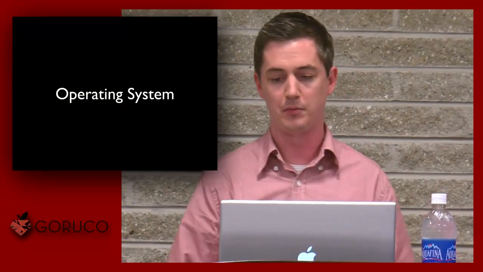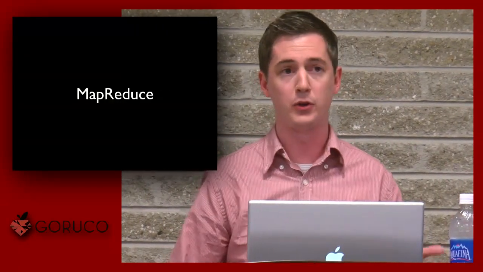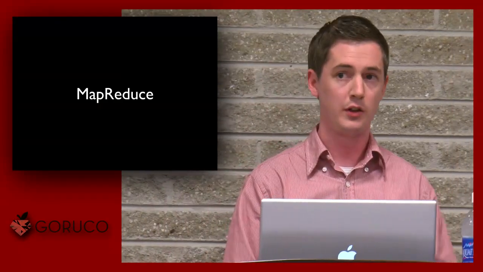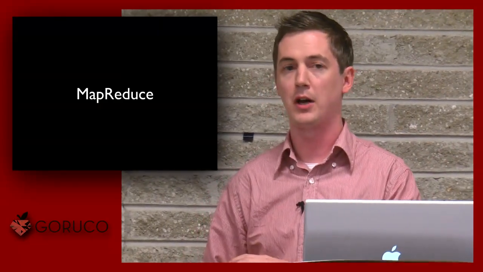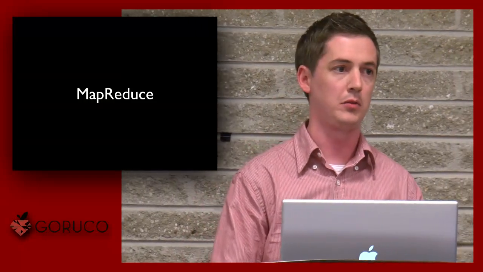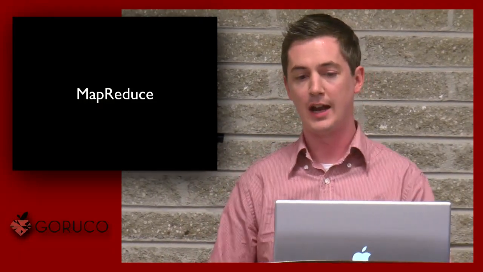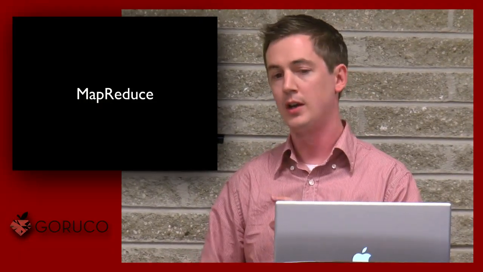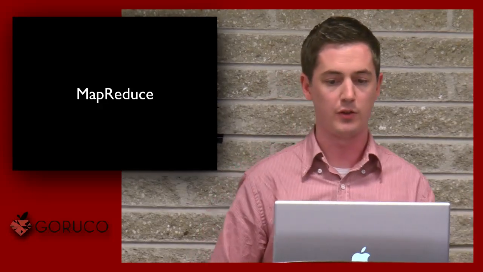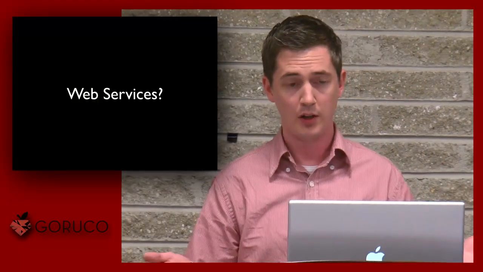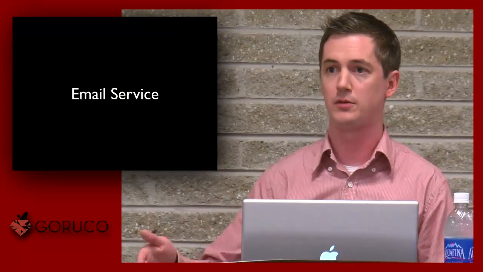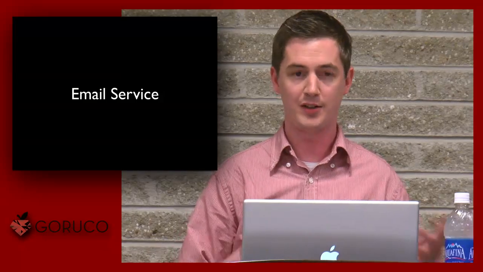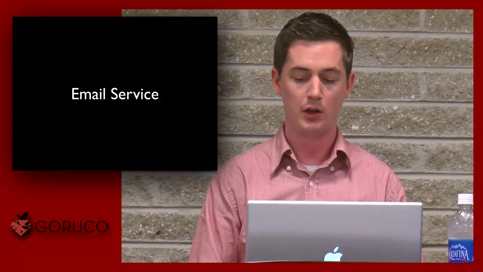The operating system. MapReduce is a great abstraction for distributed programming. When you write a MapReduce job, you don't have to think about how it's going to be distributed to all of these different servers, and how you're going to manage lock contention and all this other stuff. Some examples in web services would be something like an email service. If you have a third-party email service where you just make a web service request to send an email, that can respond quickly.